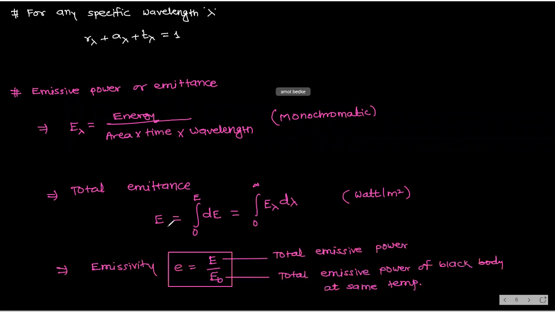Next, what is emissivity? Emissivity is denoted by small e, and it is equal to E by EB. What is this E? Total emissive power, and EB is what? Total emissive power of black body at same temperature. That is called emissivity. Okay. So let's move ahead.